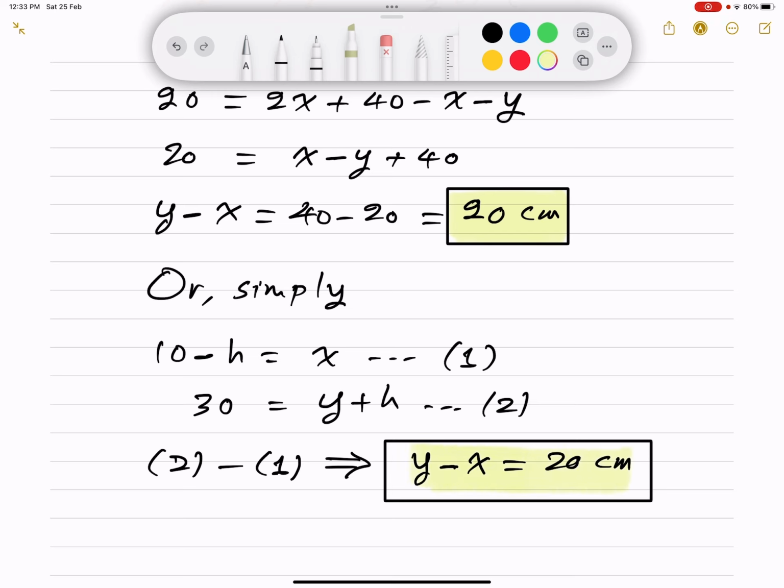Although I like the first method because it basically benefited from the fact that the volume did not change in both cases.